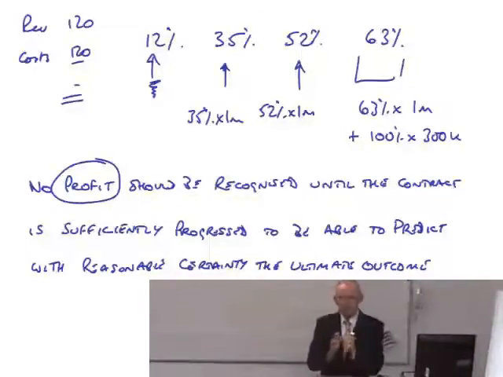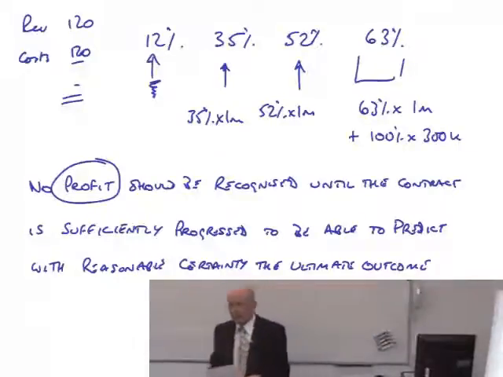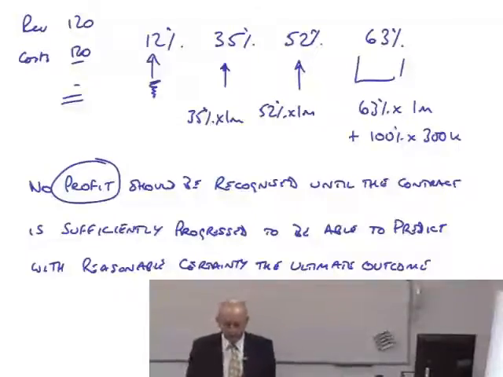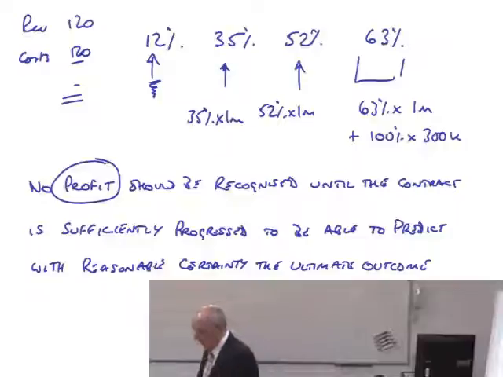Revenue should be spread across the life of the contract, and should reflect the extent of the work carried out. But no profit shall be recognised until the contract is sufficiently progressed to be able to determine with reasonable certainty the ultimate outcome. So in this context of Thomas and Iveta, we will be recognising 120,000, 12% of the 1 million. What about at the end of year 2?